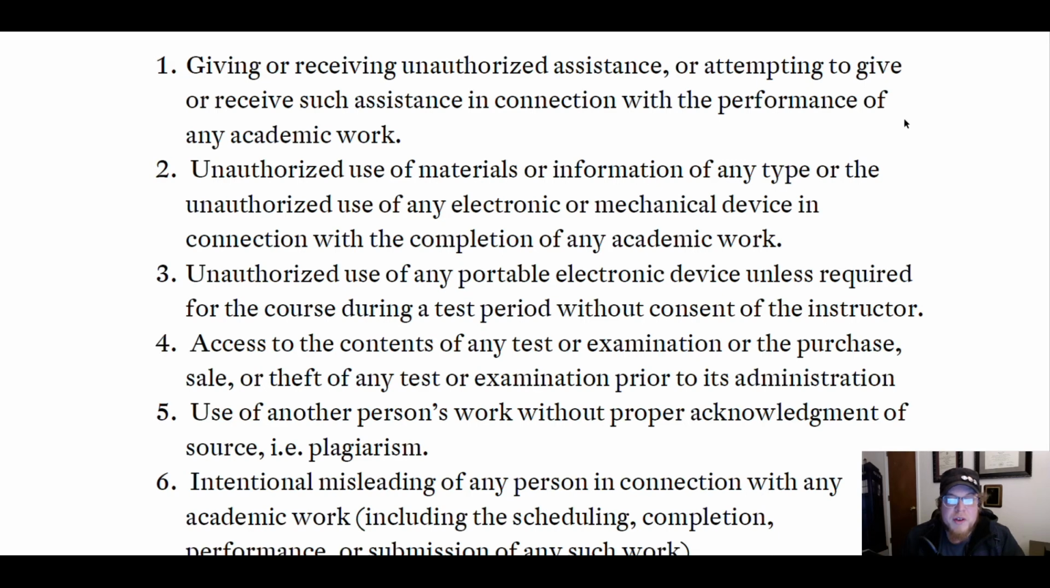5, use of another person's work without proper acknowledgement of source, that is plagiarism. So sometimes plagiarism occurs because someone quotes something without designating that it's a quotation. Sometimes it's because somebody alludes to something without designating that it's an allusion. It's allusion with an A. And sometimes somebody paraphrases something without indicating that it's a paraphrase of something.